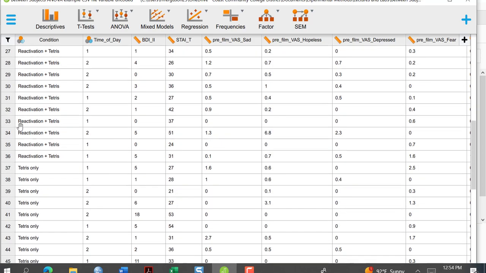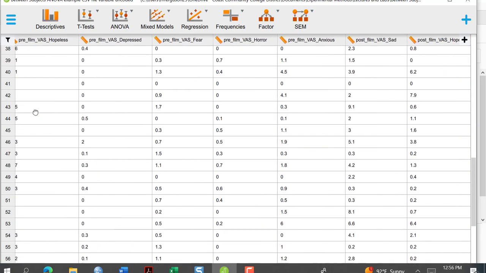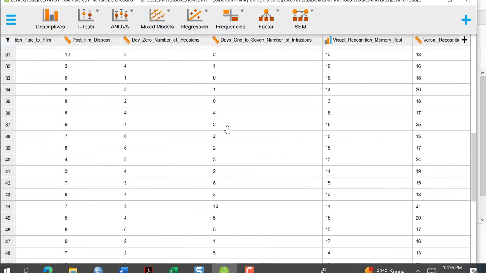And you can see that these conditions are what's called stacked. They're all in the same column. And this stacked condition corresponds to my dependent variable of interest. Here I'm interested in day 1 to 7 number of intrusions.